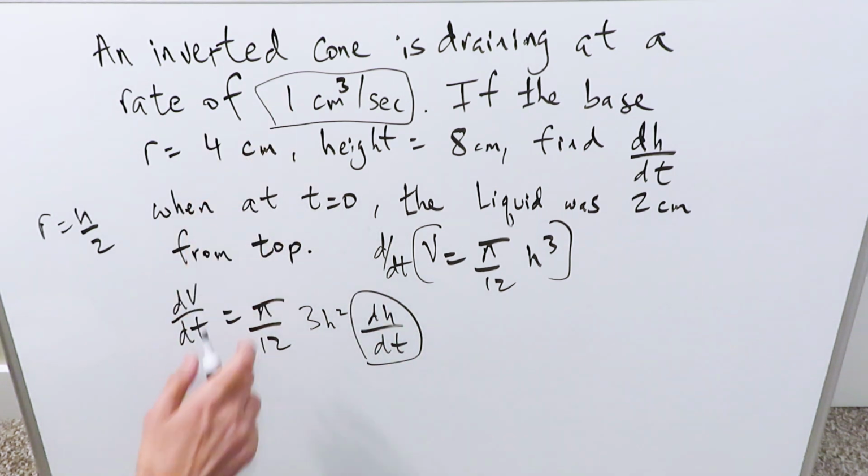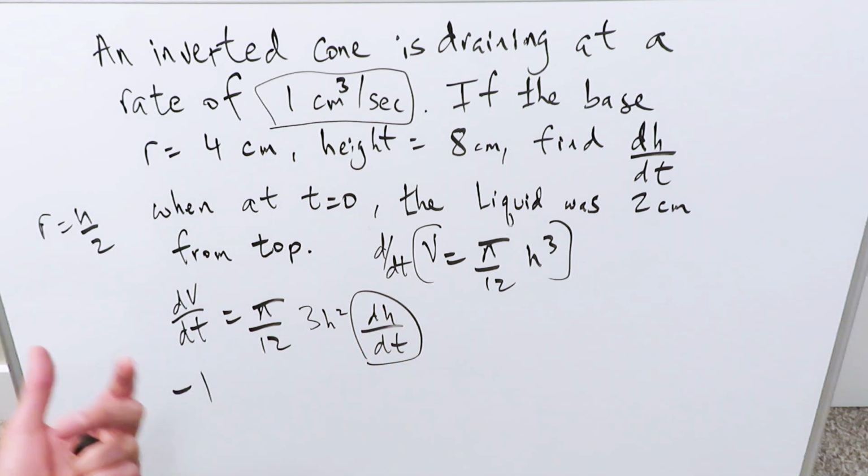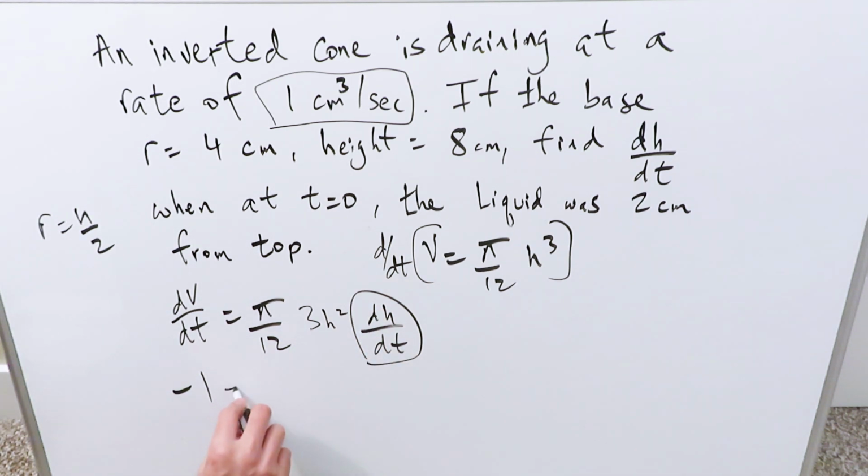Something is decreasing with time, it must be a minus value, because if something is increasing with time, it's a positive value. You know something is draining, so the volume of the liquid in that inverted cone is decreasing. It's a minus 1 is equal to pi over 12 times 3h squared. You can bring the 3 over here. 3 pi over 12, h squared, you know what the height is.